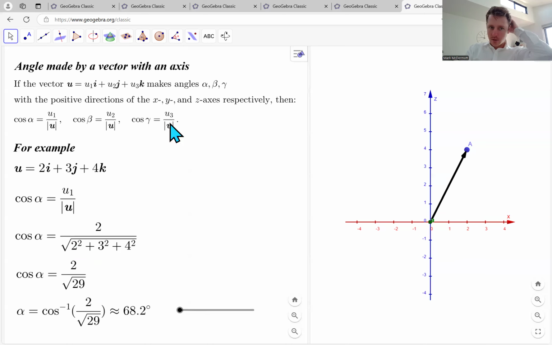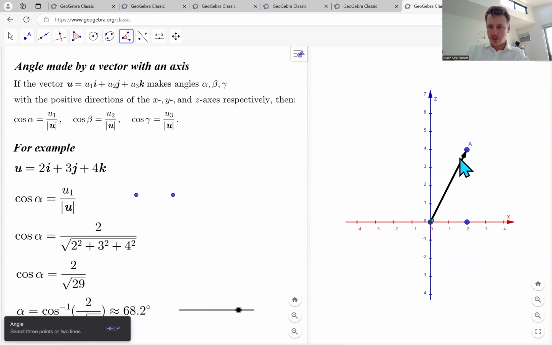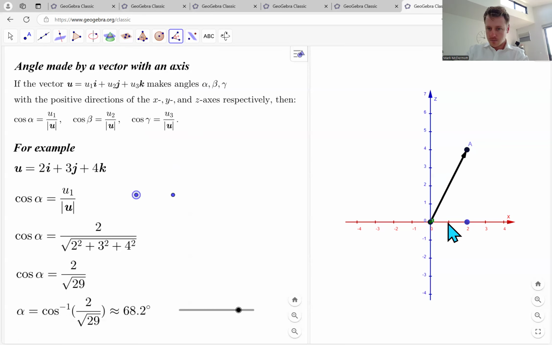And we could apply the same logic to finding the angle between the vector and the y-axis and the z-axis. So let me just show you what that looks like to show you that it works. We can actually find the angle here. It says beta, but ignore that. It should say alpha. But yeah, you can see it's 68.2 degrees for that angle alpha. Okay, so that's how you find an angle made by a vector with an axis.